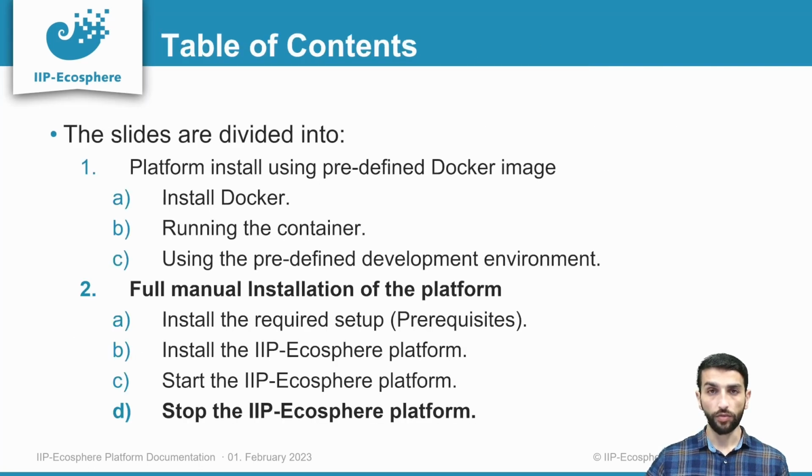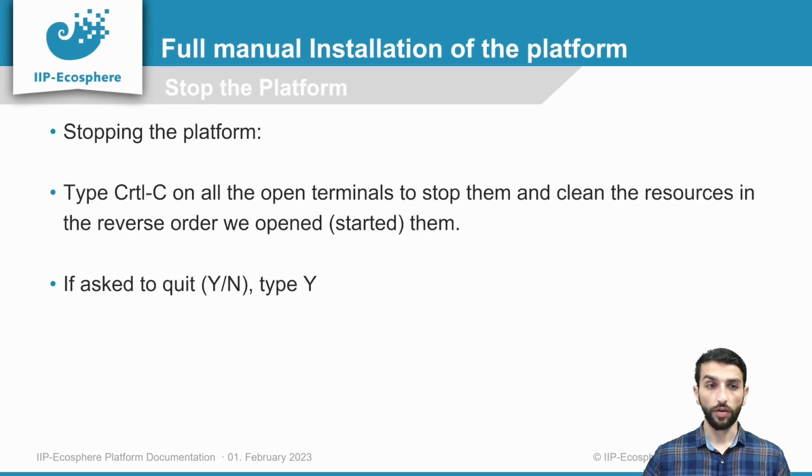Finally, we will see how to stop the IIP-Ecosphere platform. To stop the platform, type Ctrl+C in all open terminals to stop them and clean the resources in the reverse order we opened them. If asked to quit, type the letter Y and enter.